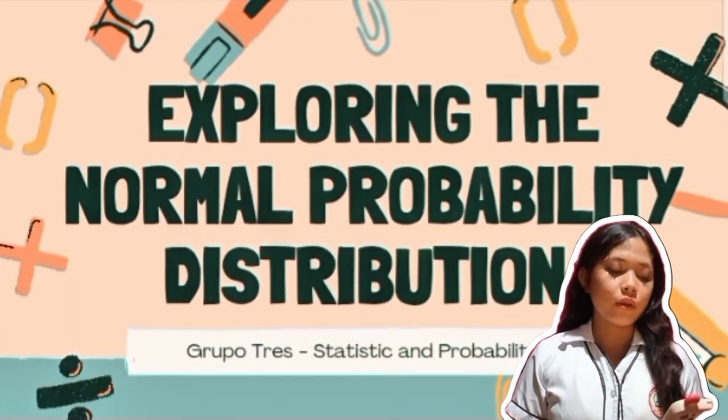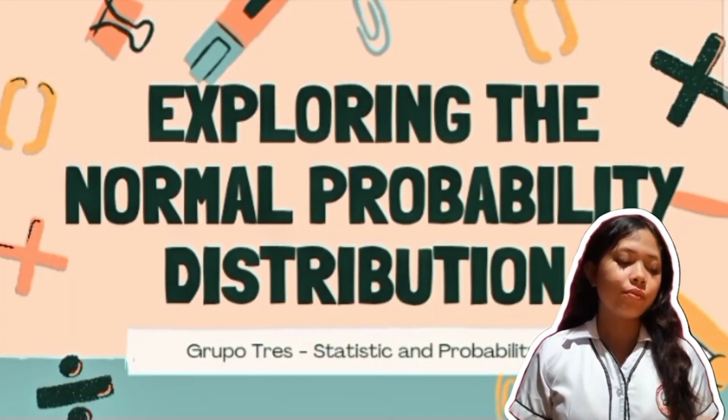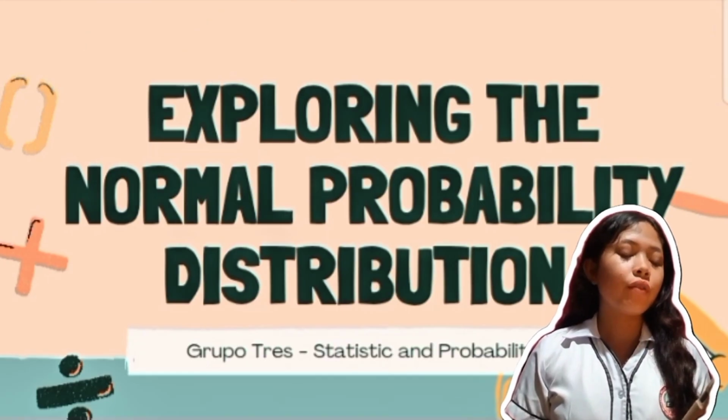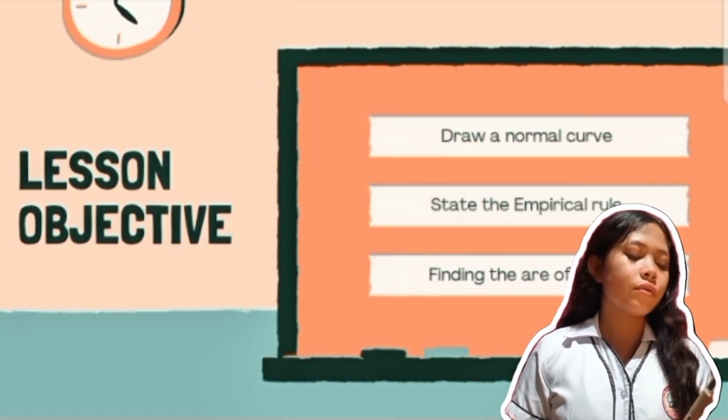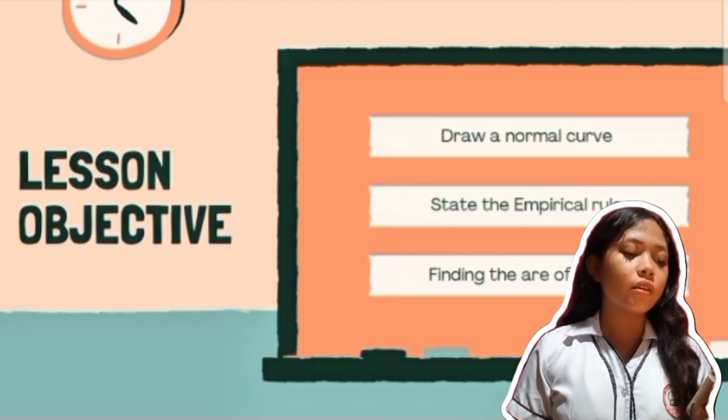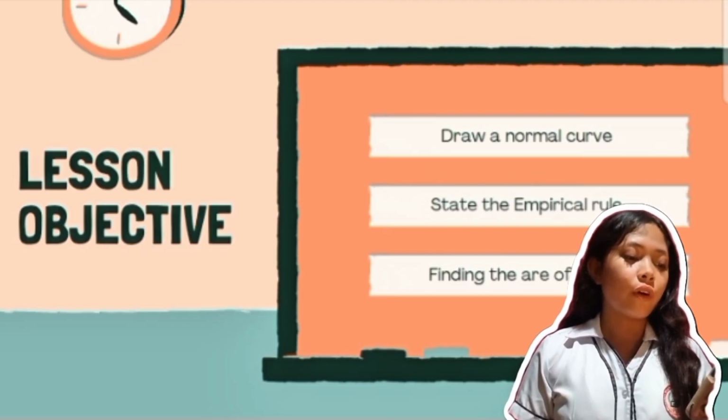Let's talk about exploring the normal probability distribution. We have three examples about the curve. Lesson objectives: draw a normal curve, state the empirical rule, and find the area of a curve.